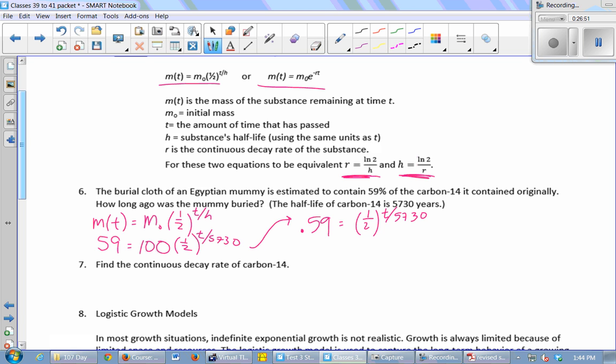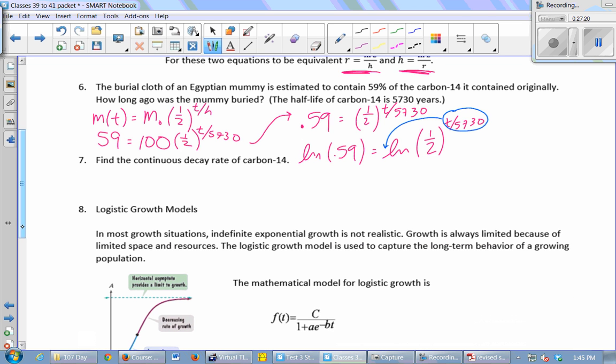Now I have a variable trapped up in the exponent. Get me down! Cut down a tree and bring a log over, right? Take the log of both sides. The ln of 0.59 equals the ln of 1/2 to the T over 5,730. And that allows me to take this exponent and put it down in front of the log. All right, so now I have the ln of 0.59 equals T over 5,730 times the ln of 1/2.